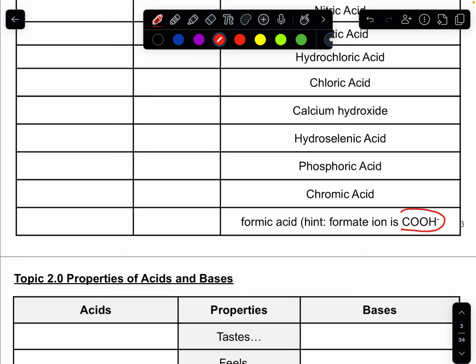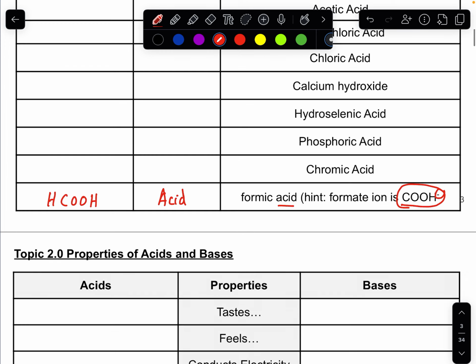It's a polyatomic ion you have never learned. That is the formate ion. It has a charge of 1. So that starts with hydrogen. It says formic acid. So the formula will be HCOOH. And that will be an acid. So this is an example of an organic acid.